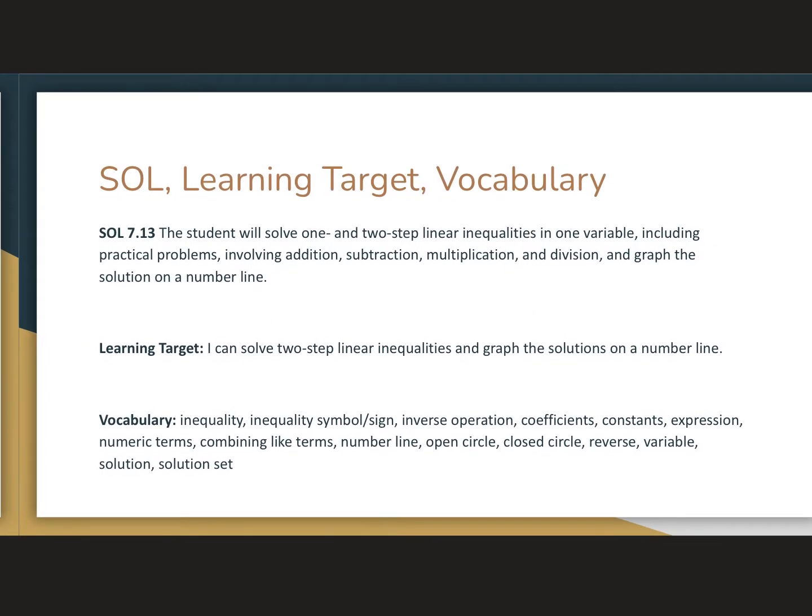All right, SOL 7.13 says the student will solve 1 and 2-step linear inequalities in one variable, including practical problems involving addition, subtraction, multiplication, and division, and graph the solution on a number line. The learning target for today: I can solve 2-step linear inequalities and graph the solutions on a number line. And then this vocabulary here will continue to build as we go through this unit.